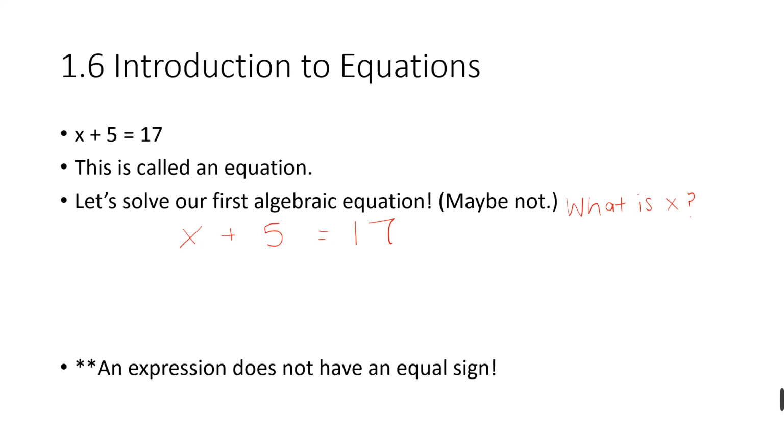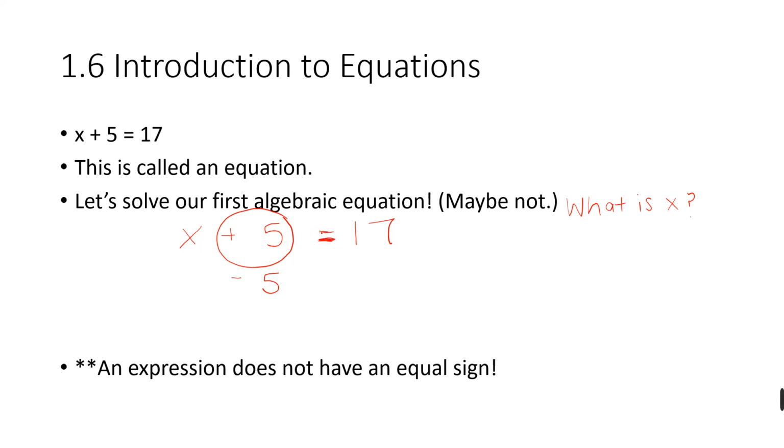We've got to solve for it. So in order for us to solve for x, we need to get x by itself. What is in the way of getting x by itself on one side of the equation? And that is this plus 5. How can we get rid of it? Well, we have to do the opposite operation. So here we are adding 5 to x. So to get rid of it, we need to subtract 5 on the left side of the equation.